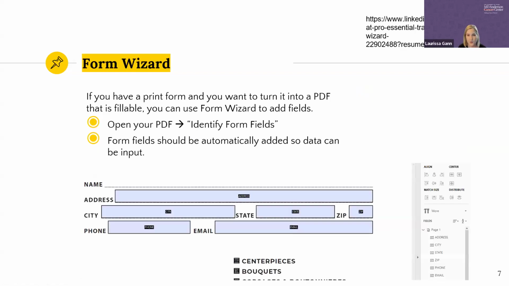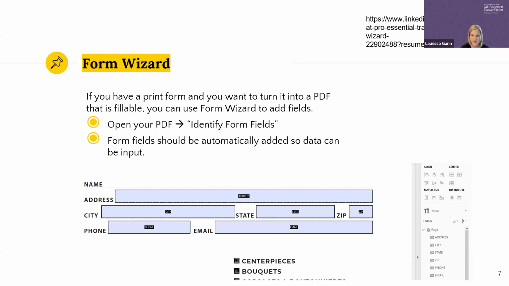The one thing I wanted to mention this time is if you're creating a form in Adobe, and I have been asked this several times before, how to create a form, they have something called the form wizard to try to automatically create a form for you. So if you have a print form or you're just creating a form and you want to turn it into a PDF that can be filled out, you can use this form wizard to add fields. So you can open your PDF up and you're going to find the Identify Form Fields tool.